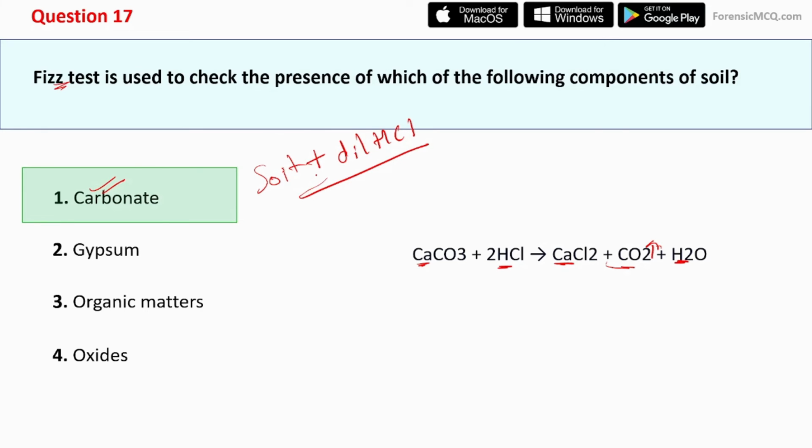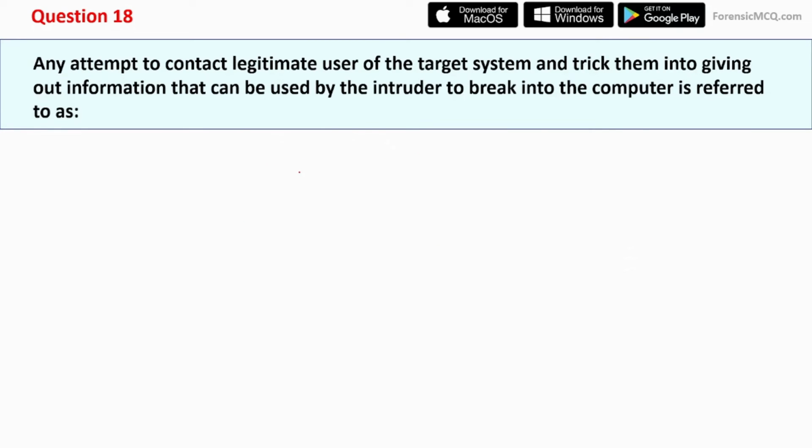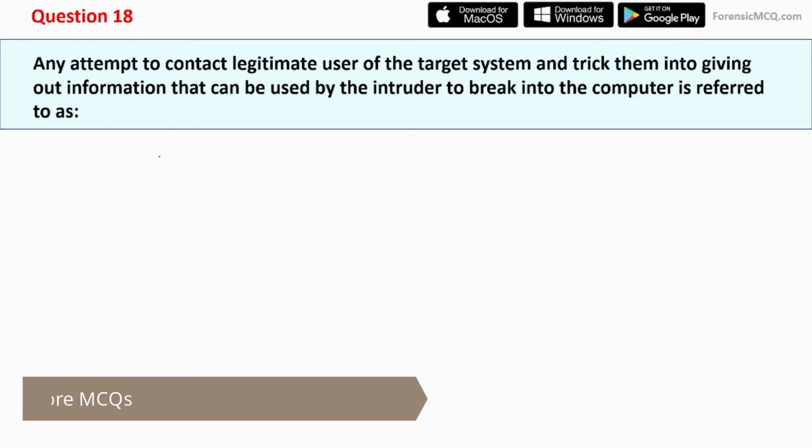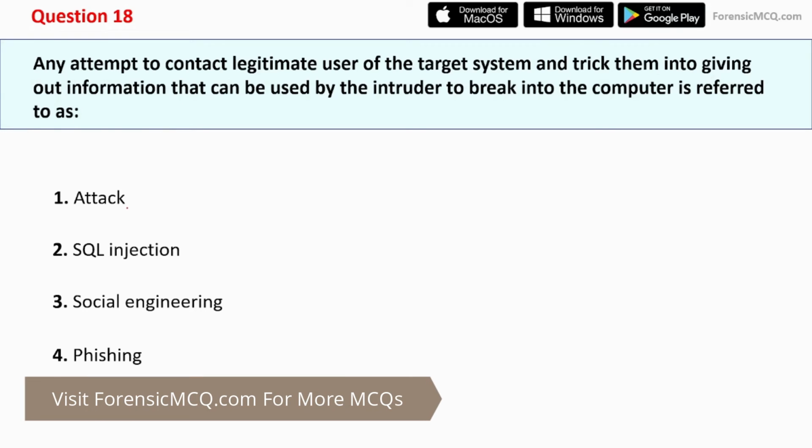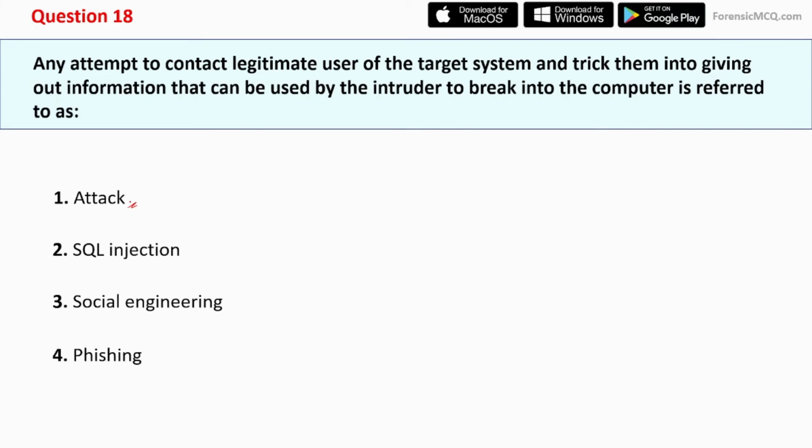Now let's move to question number 18, which is the last. Any attempt to contact a legitimate user of the target system and trick them into giving information that can be used by the intruder to break into the computer is referred to as. So let's move to the options. First is attack. It can't be correct because it doesn't specify anything other than just attack.